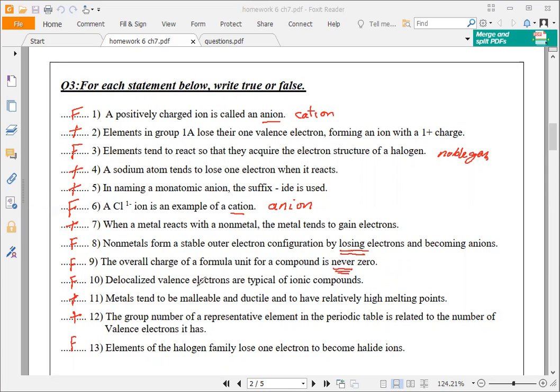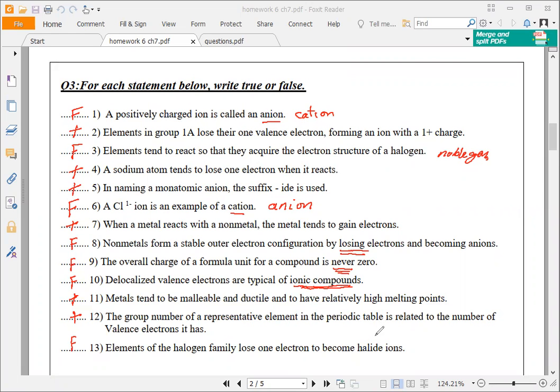Okay, number 9. We already did it, teacher. It's 10 now. We're on number 10. Mazen. The localized valence electrons are typical of ionic compounds. False, it's metals. They are typical of metals. Metals.